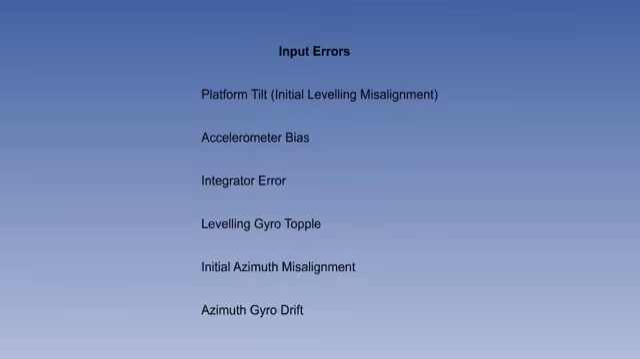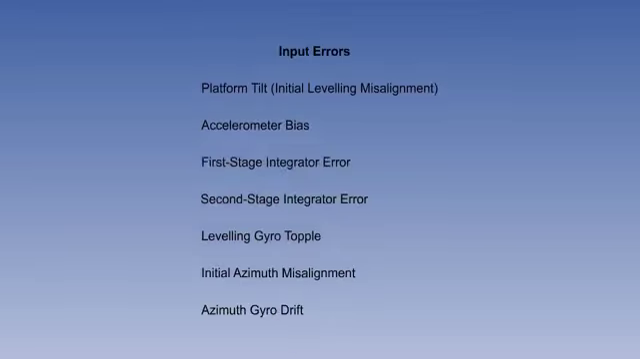So this comes to 6 input errors, or 7 if we split the integrator error into first stage and second stage integrators. We are now going to see what effect they have on the output data.